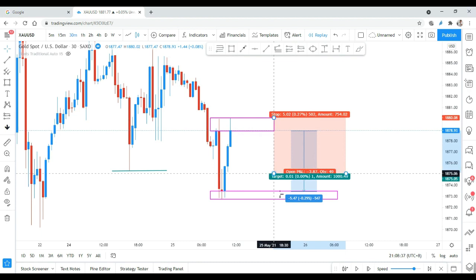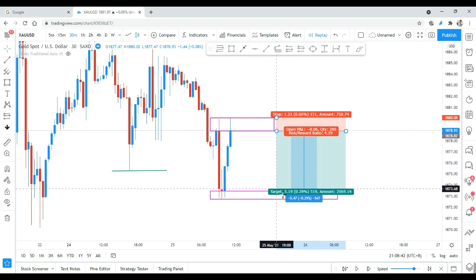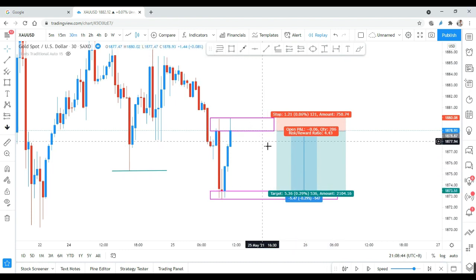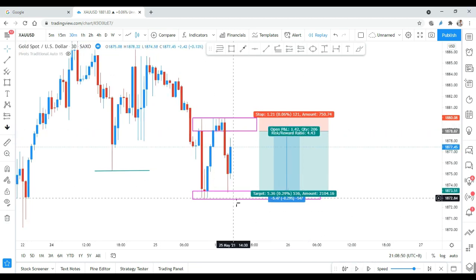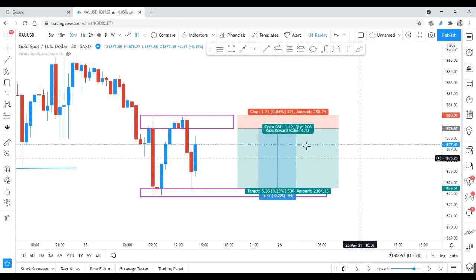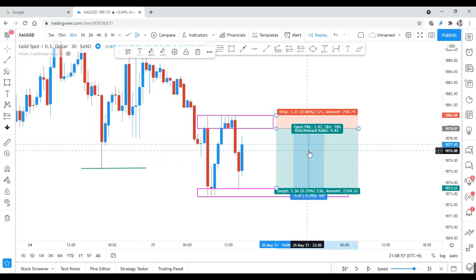This is another way of how you can trade your 1 to 4. This is another way of how you can trade your supply and demand, right? Exactly over here, and then on. This is how you can trade your supply and demand. One of a good way, right?